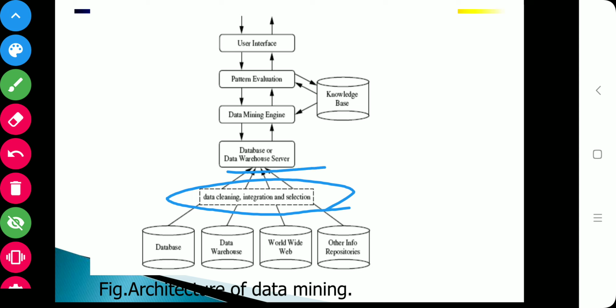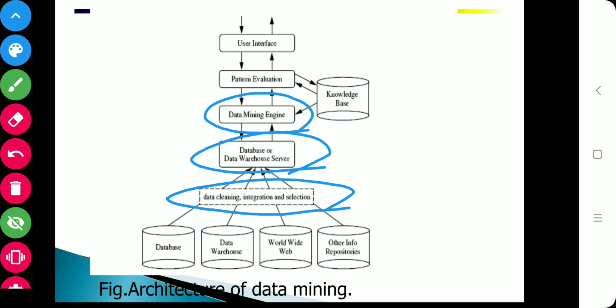After that, there is a database or data warehouse server. By applying the data pre-processing techniques, the data warehouse server is built. Then after that, the data mining engine. So what is the task of this data mining engine? Here the intelligent methods are applied which are used to mine the knowledge from the databases.